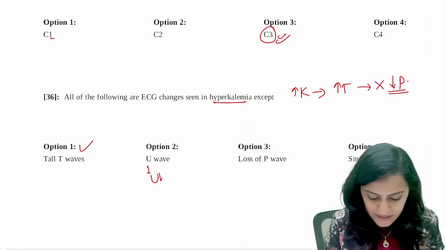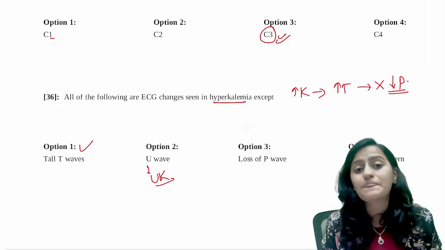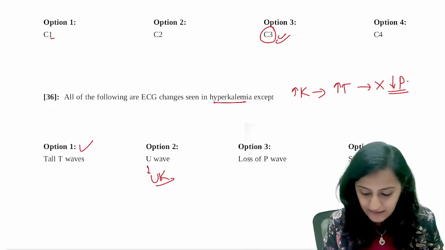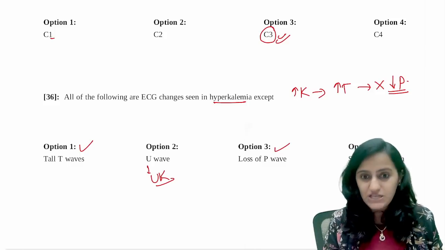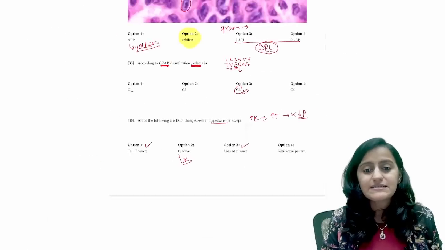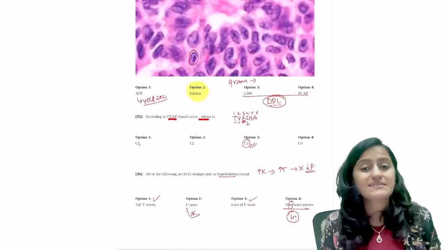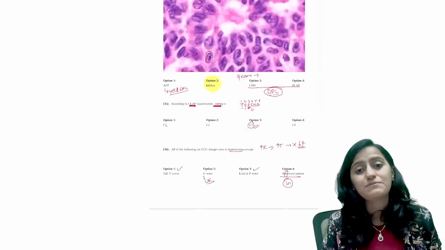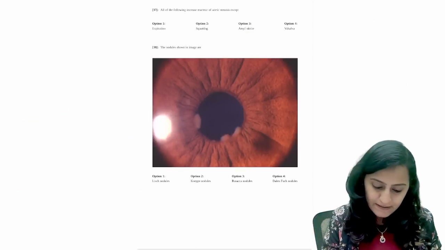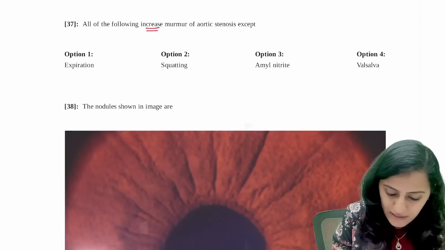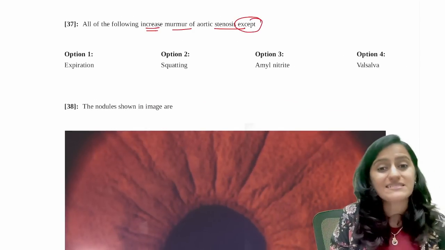Remember, U is UK, under kalemia, it is seen in hypokalemia. There will be loss of P wave, opposite to T wave, and there will be this sine wave pattern. Remember, sine, IN, it is seen in increased potassium, hyperkalemia, severe hyperkalemia. Going to the next one, all of the following will increase the murmur of aortic stenosis except.